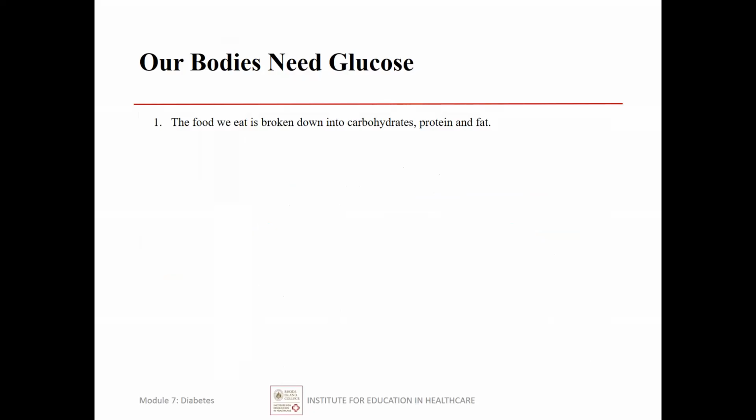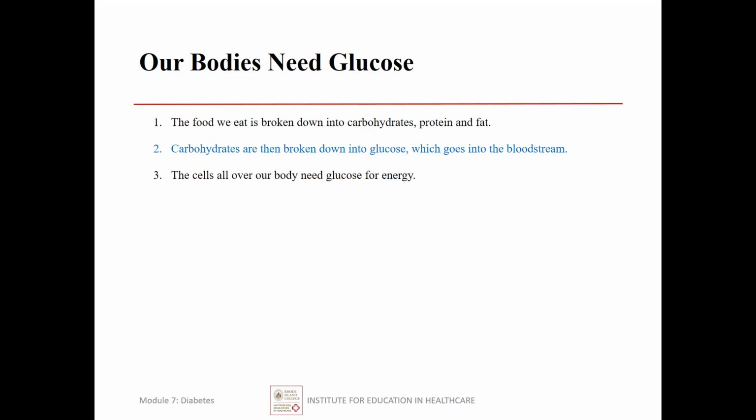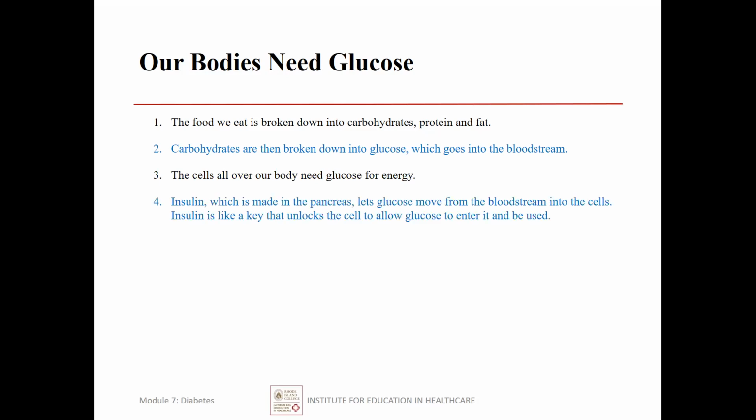Okay, so let's take the steps one at a time. So the first thing to understand is that our bodies need glucose. And the food that we eat is broken down into carbohydrates, proteins, and fat. And carbohydrates are then broken down into glucose, which then goes into the bloodstream. The cells all over your body need glucose for energy. And insulin, which is made in the pancreas, lets glucose move from the bloodstream into the cells. Insulin is like a key that unlocks the cell to allow glucose to enter it and be used.